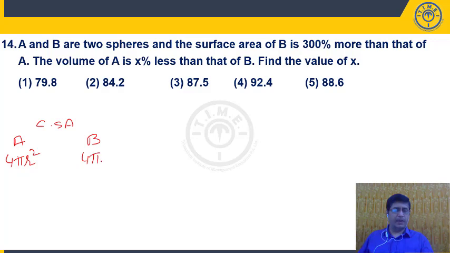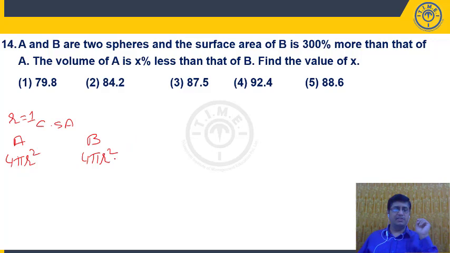The formula here is 4 pi r square. What is the radius? It is not given. I am taking the radius for calculation purposes. To make the calculation simple, I am taking the radius in the first case as 1. And what is given? The surface area of sphere B is 300% more than that of A.